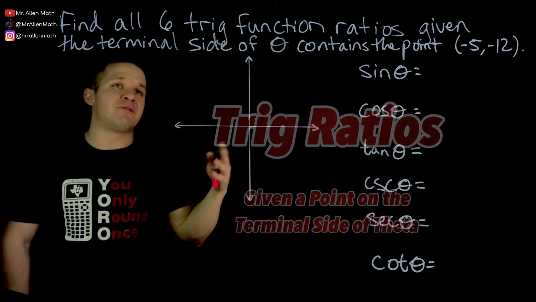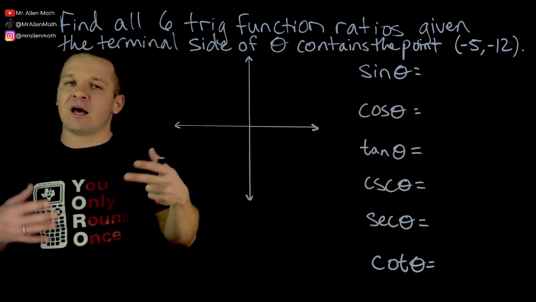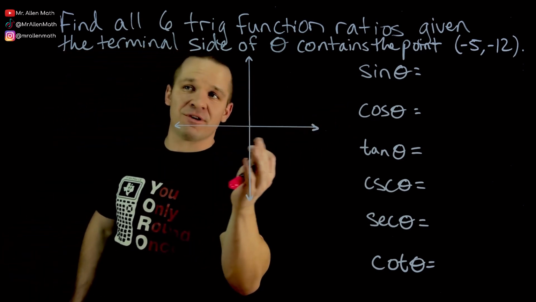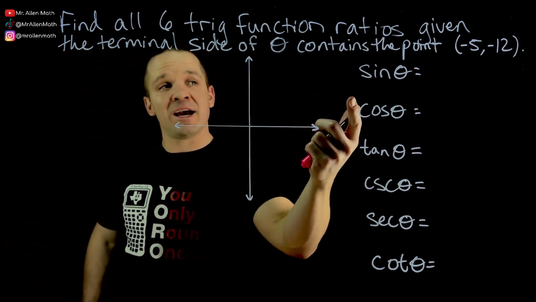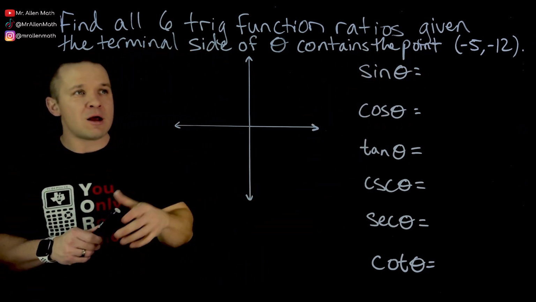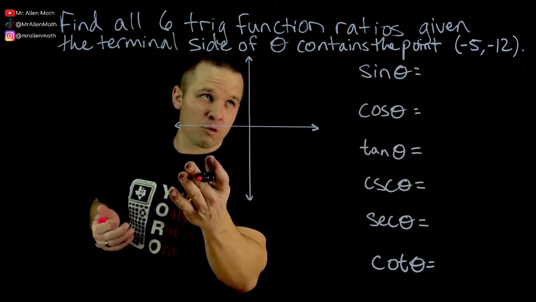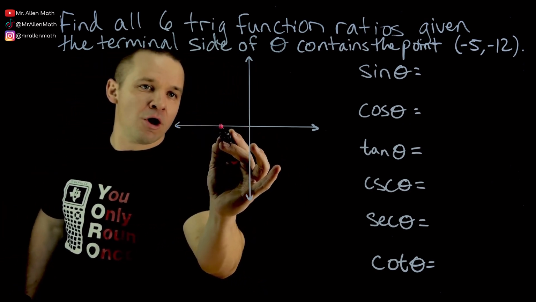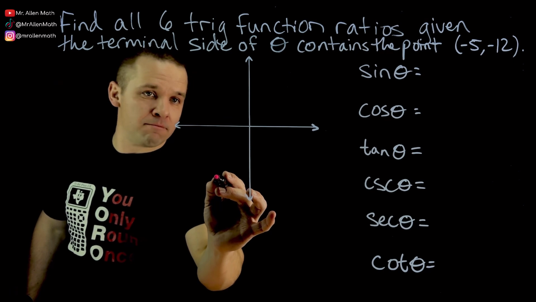Working with some trig ratios in this video, given that a point lies on the terminal side of theta. So here's how it's usually laid out on a quiz, test, whatever. Find all 6 trig function ratios given the terminal side of theta contains the point (-5, -12). It could be any ordered pair, but if they're both negative, it's going to be in the third quadrant. I will try to draw it somewhat to scale, coming over a little bit and going down a little bit more.